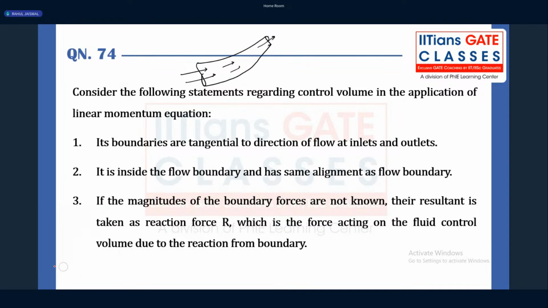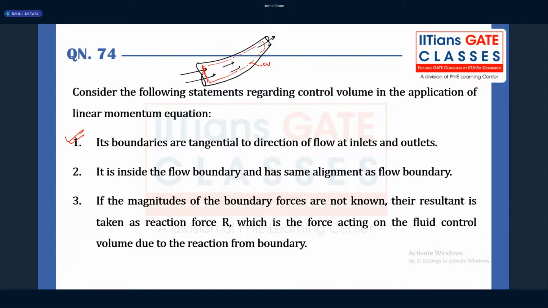First of all, for analysis of the forces, we need to select a control volume. There is no doubt. This control volume is nothing but a boundary that is tangential to the direction of a flow at the inlet and outlet. It must be aligned with the flow directions. So the first statement must be correct.